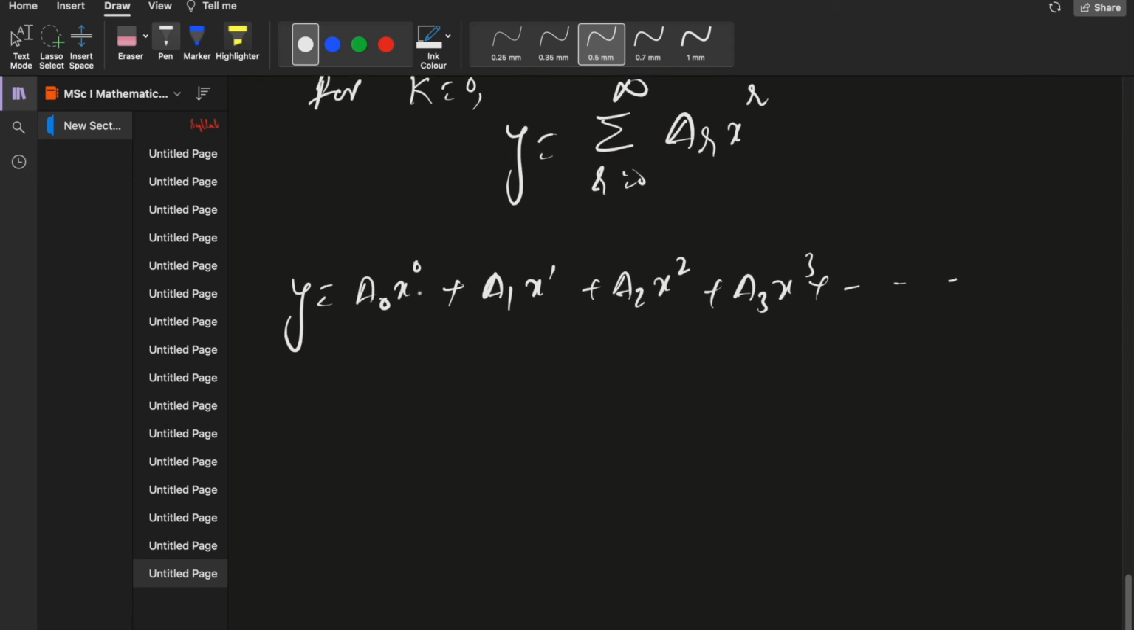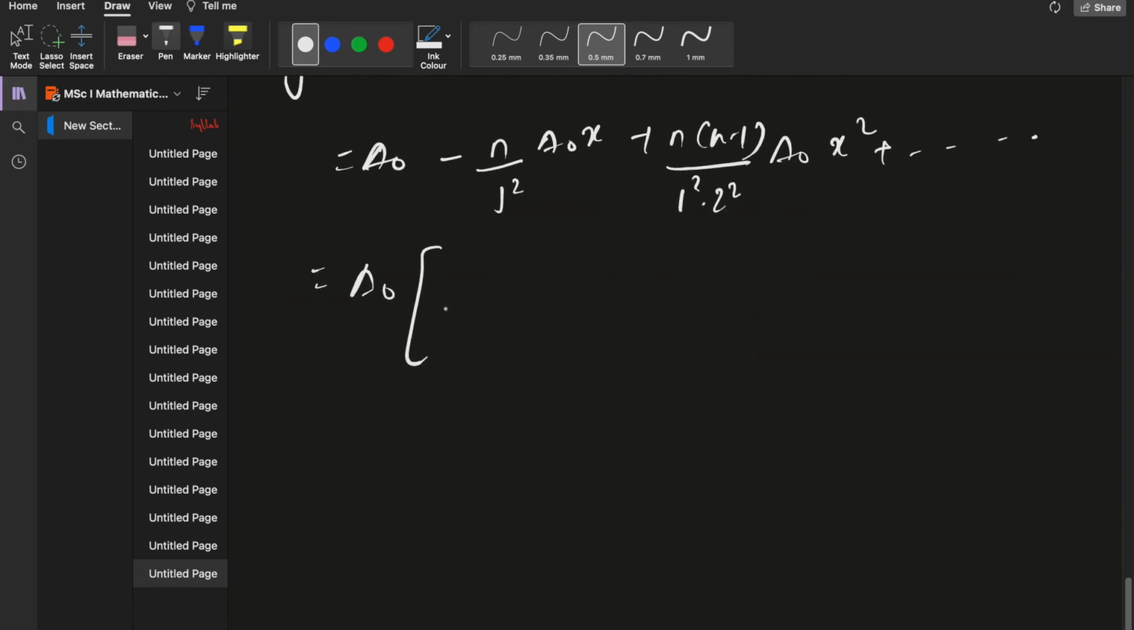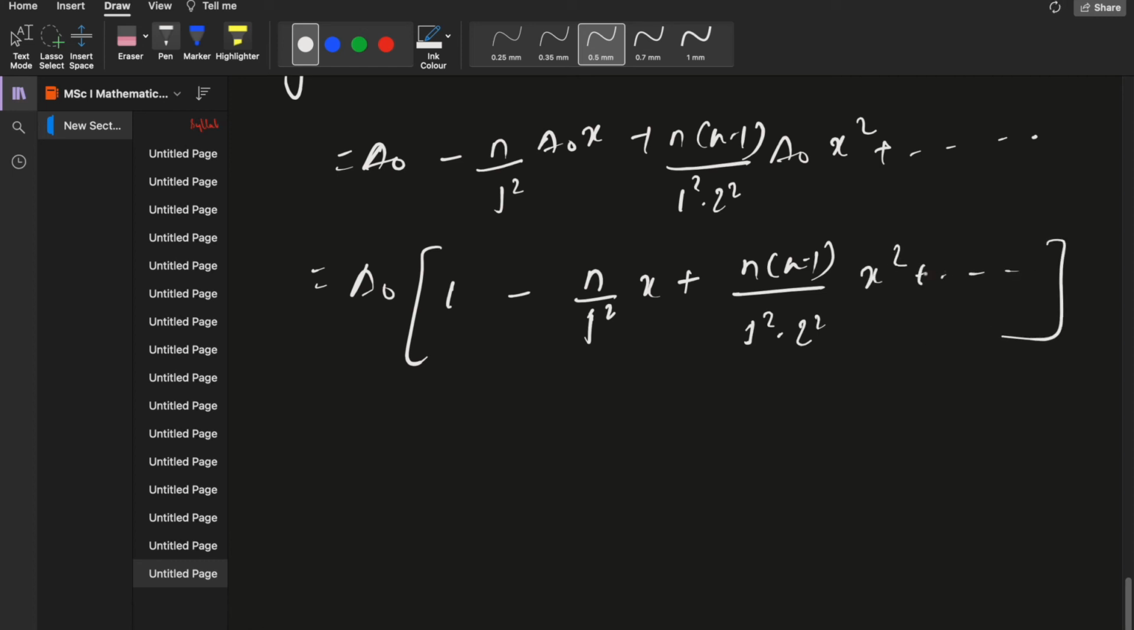Alright, x to the power 0 is 1. So this is a0, and a1 can be written in the form of a0. So this is n upon 1 square a0 x plus (n minus 1) upon 1 square 2 square a0 x square plus so on. Now I can take a0 common from all these terms. So this will give me 1 plus n upon 1 square x plus (n minus 1) upon 1 square 2 square x square plus so on. And this is going to be negative, right?